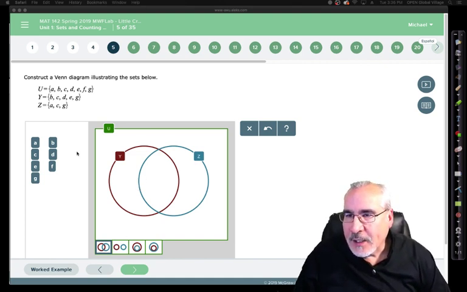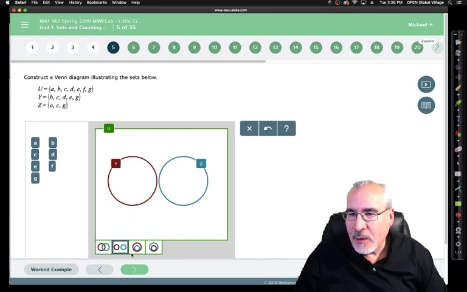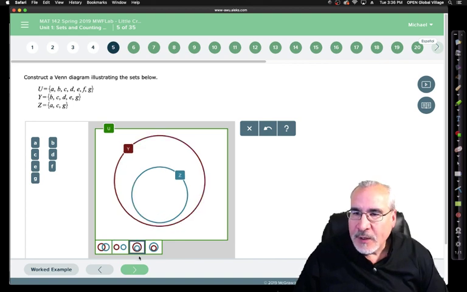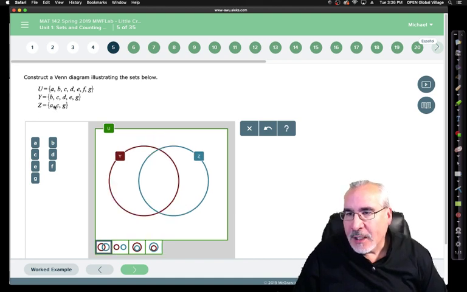Before we start, is there any overlap between Y and Z? There is a C, so there is some overlap, and so it's good to have this overlapping region. There are these choices down here. This is if there was no overlap. This is if one was contained in the other, and the other way around. But in this one, there is a common element, but there are also elements that are different.